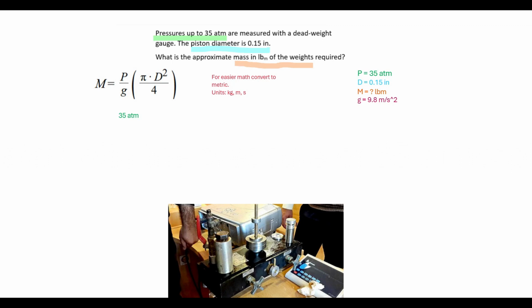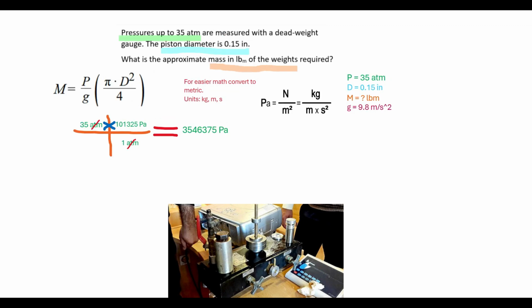First, start with the pressure of 35 atmosphere. Use the conversion of 1 atmosphere equals 101,325 pascals. Cancel the units of atmosphere. Multiplying the top values together equals 3,546,375 pascals. 1 pascal equals 1 kilogram divided by meter second squared. Applying this conversion results in a pressure value of 3,546,375 kilograms per meter second squared.